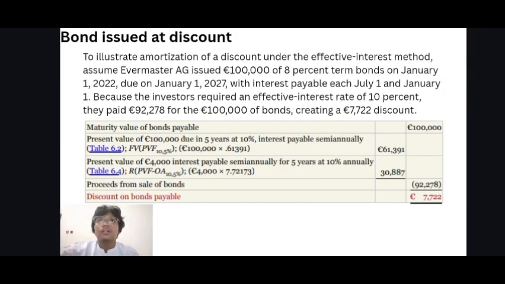So the first method is bonds issued at a discount. To illustrate amortization of a discount under the effective interest method, assume Evermaster AG issued 100,000 of 8% term bonds on January 1st, 2022, due January 1st, 2027, with interest payable each July 1st and January 1st, because the investors require an effective interest rate of 10%. They paid 92,278 for the 100,000 of bonds, creating a 7,722 discount.